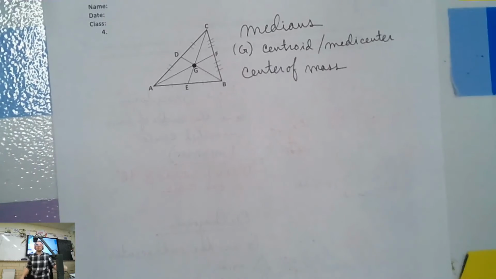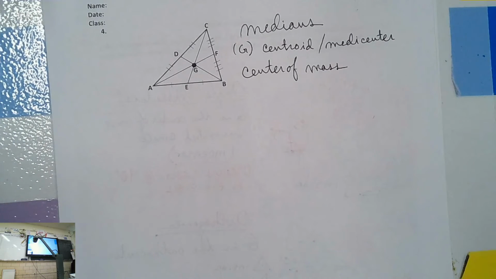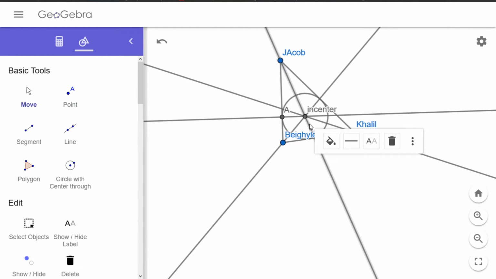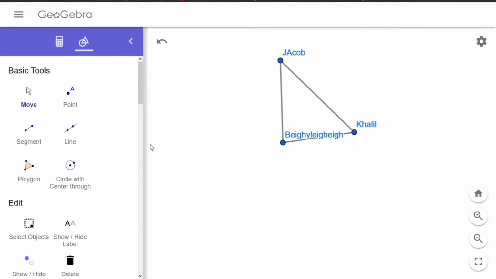Let's talk about medians and the centroid. All right, what segments do I need to make the centroid? Try again. Angle bisectors? We just did angle bisectors for the incenter. We're talking about the centroid. How do I make the centroid? Triangle has 4 different centers. Medians, very good. And what is a median?